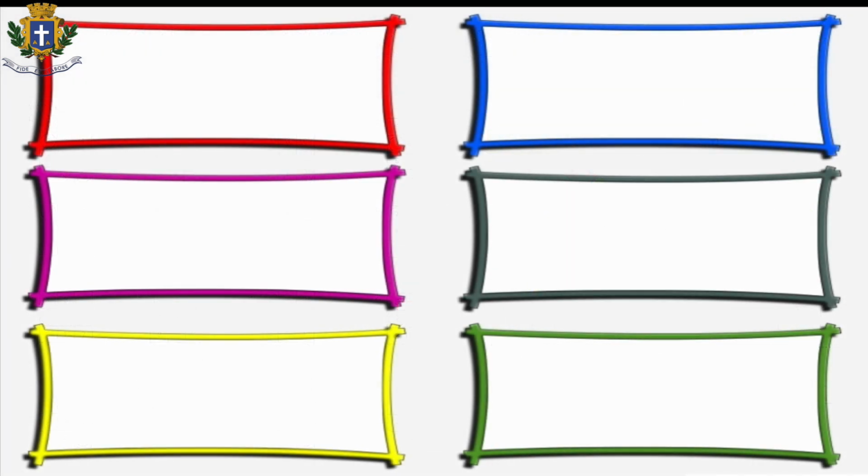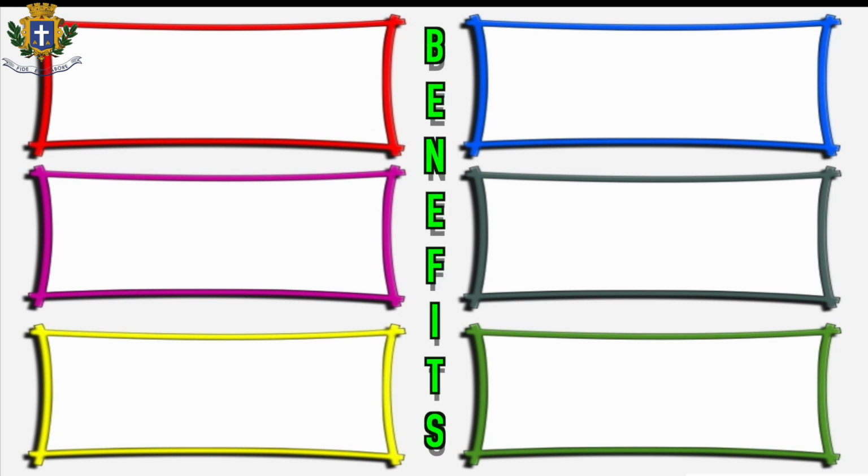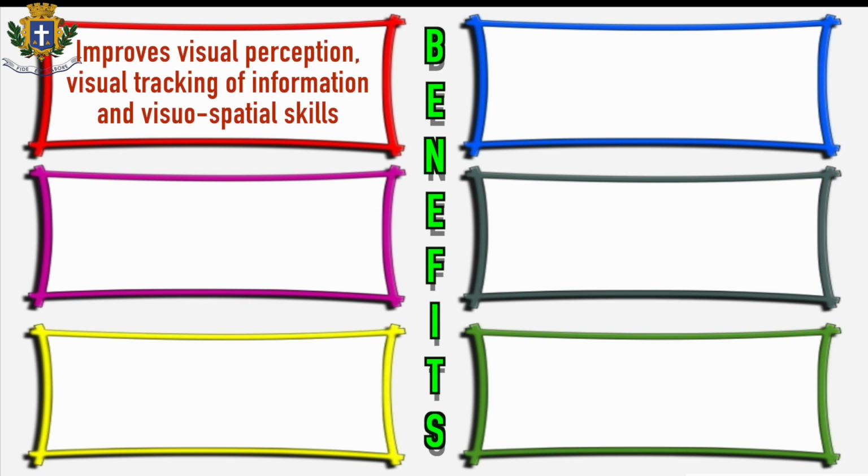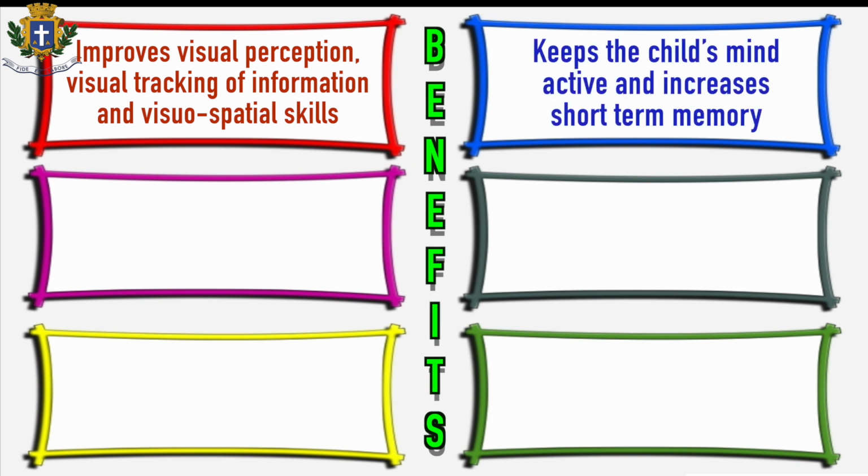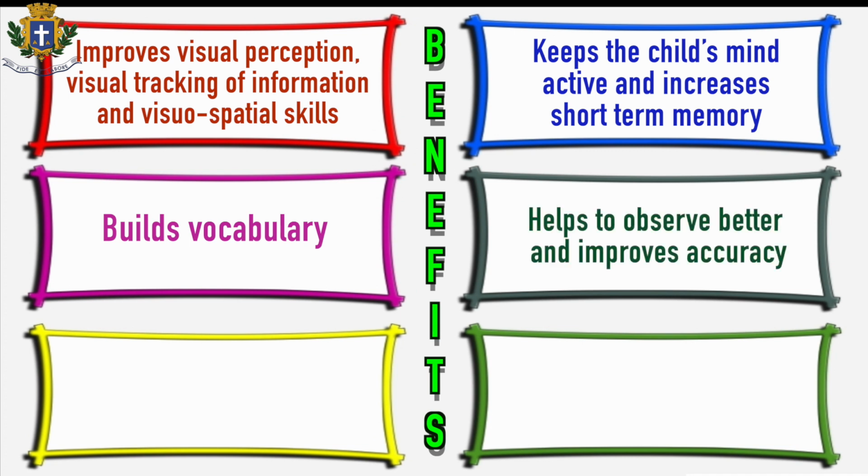Now, apart from attention and concentration, there are some additional benefits of doing these activities. It certainly improves their visual perception, visual tracking of information, and visuospatial skills. It keeps the child's mind active and increases short-term memory, especially the memory game, which I showed you in my previous slides. It builds vocabulary, especially the newspaper activity. Helps to observe better and improves accuracy. This can be related to the digit span and name the color activity.